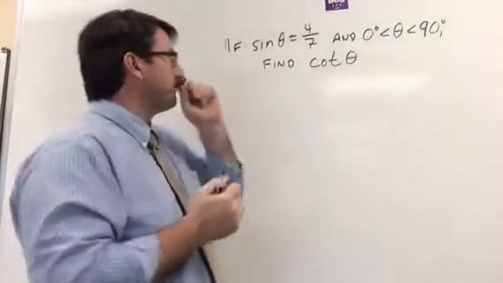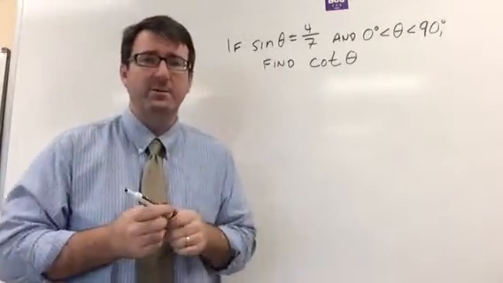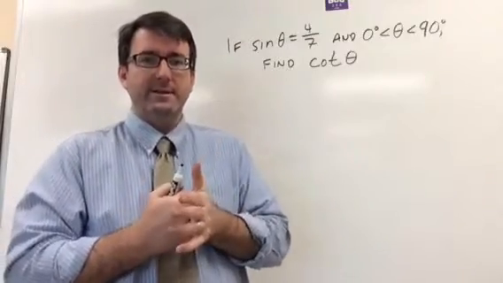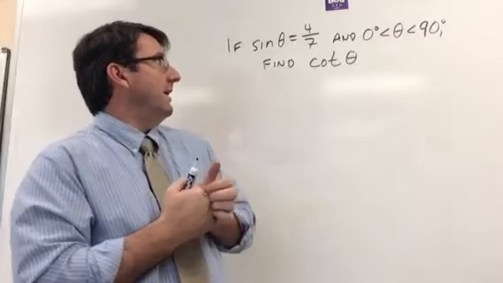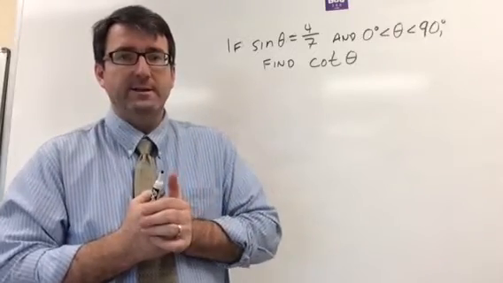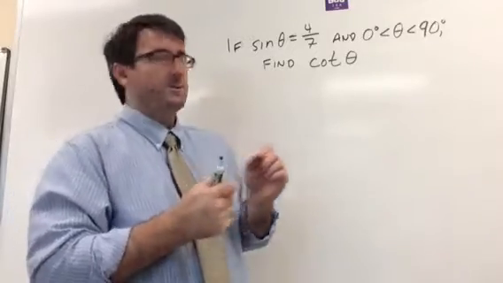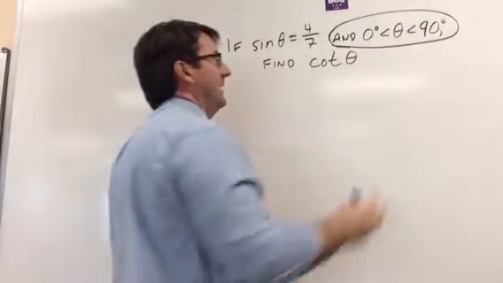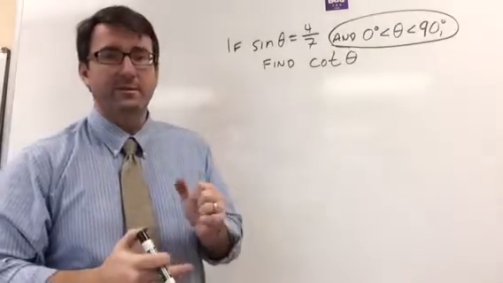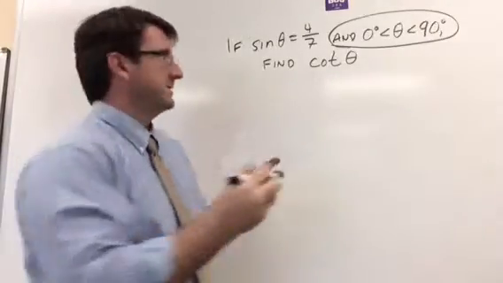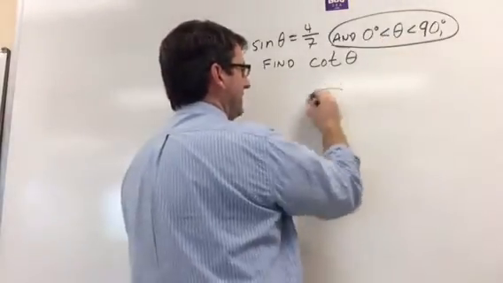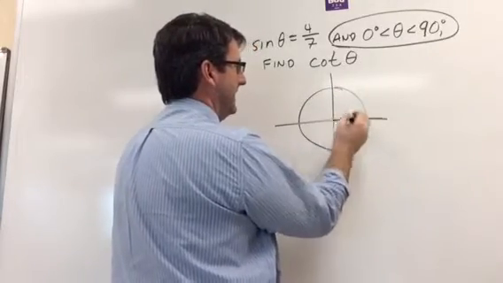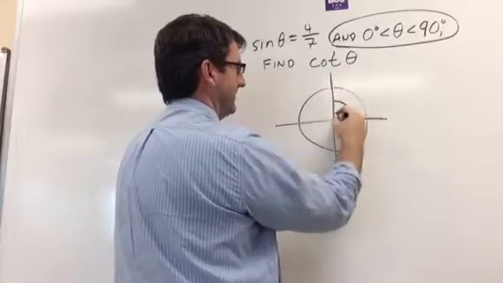All right, number 1. It says if sine of theta is equal to 4 over 7 and 0 is less than theta, which is less than 90 degrees, find cotangent of theta. So I want to start off by talking about this piece right here: 0 degrees is less than theta, which is less than 90 degrees. In other words, theta, our angle, is between 0 degrees and 90 degrees.